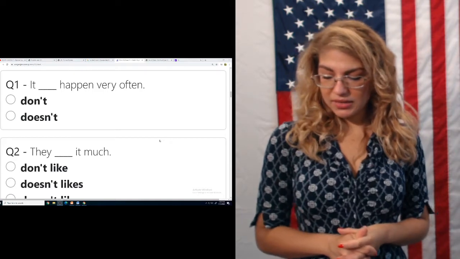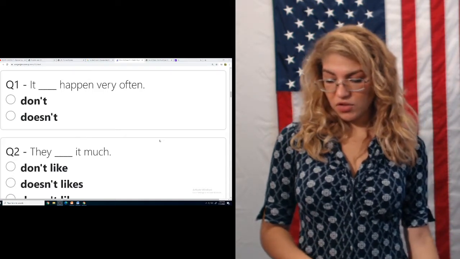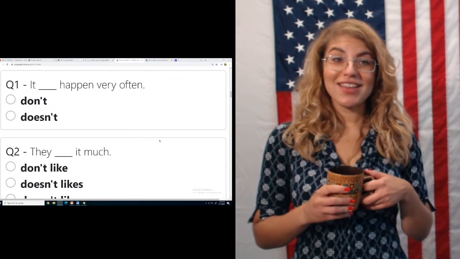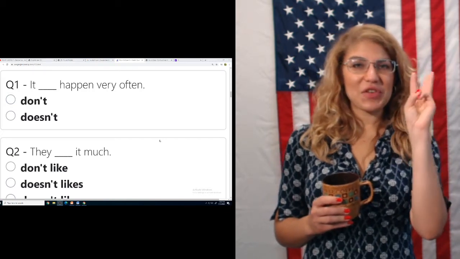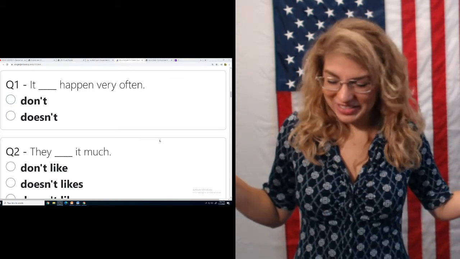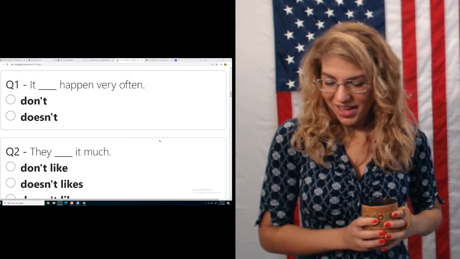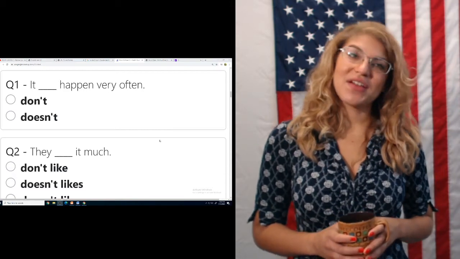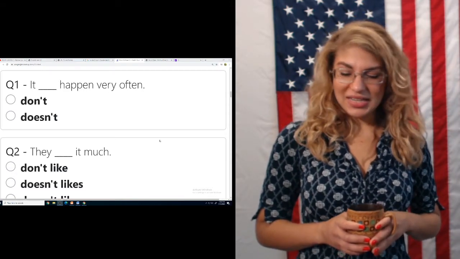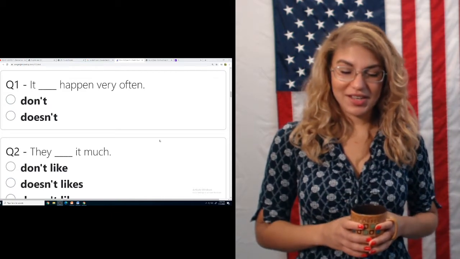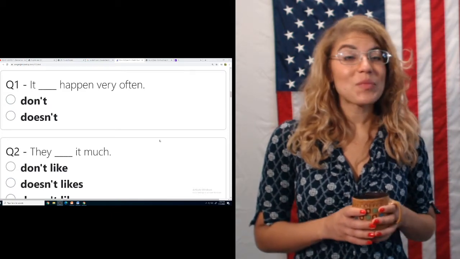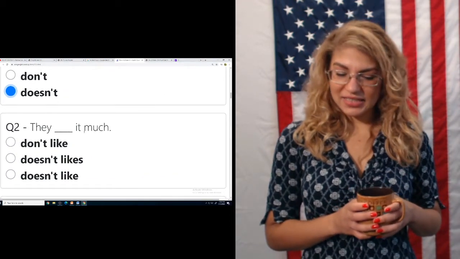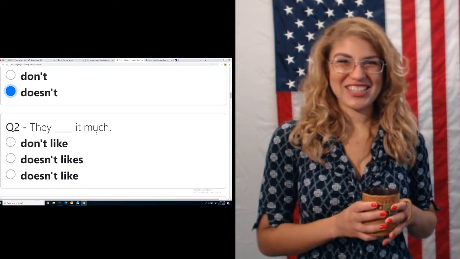What is the subject? In this case, our subject is the word it. And it is the third person singular. Already we have an answer and Miss Lorena is correct. It doesn't happen very often. Excellent job, Miss Lorena. Let's mark doesn't and move to question number 2.